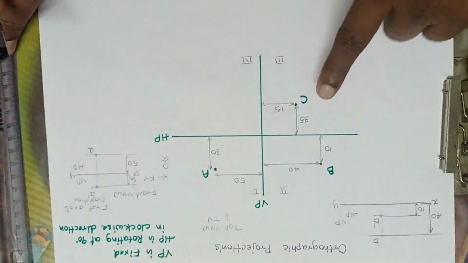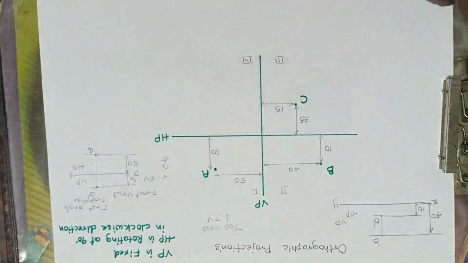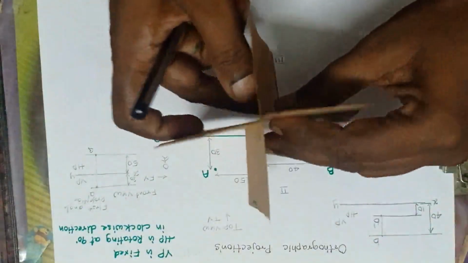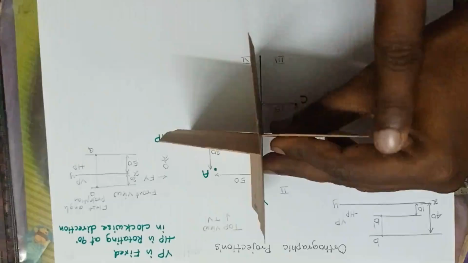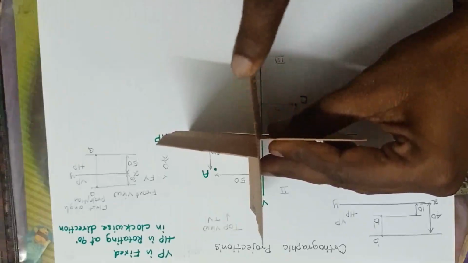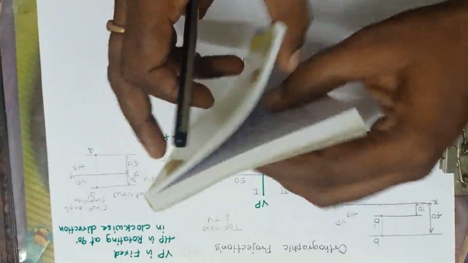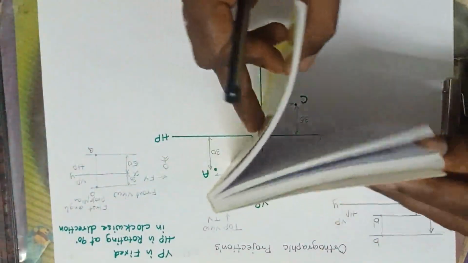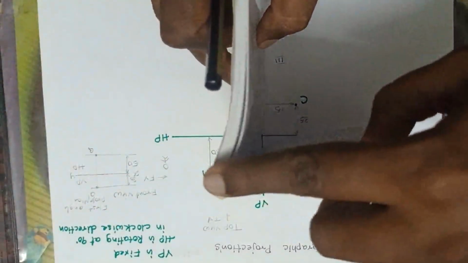So here the third quadrant is the reverse of the first quadrant. Let me check how it comes. See here, these are the 4 quadrants. This is the third quadrant. This is HP and this is VP. I'll assume only the third quadrant now. Now this is HP because this is horizontal. This is VP because this is vertical.